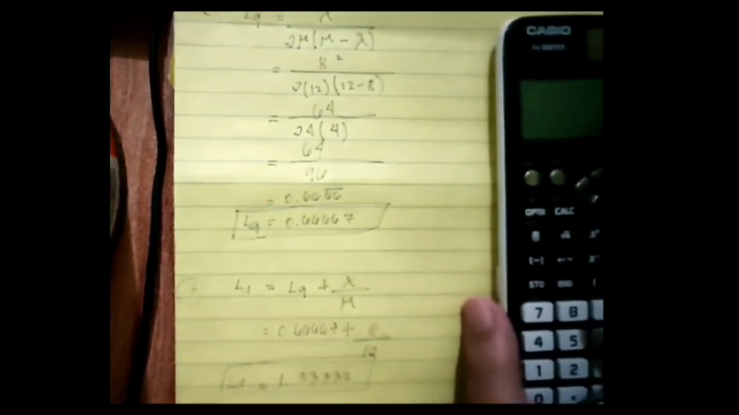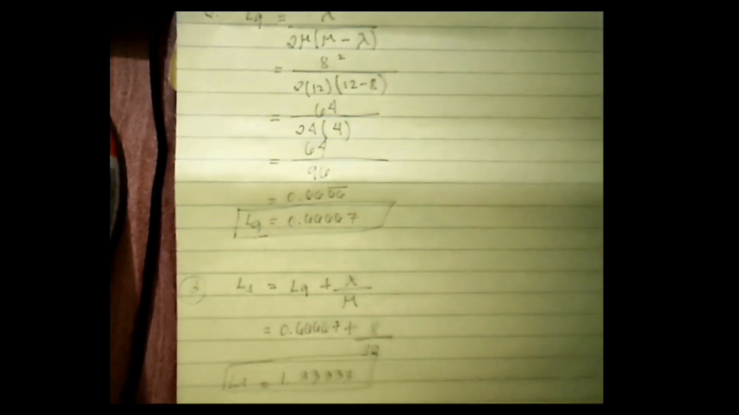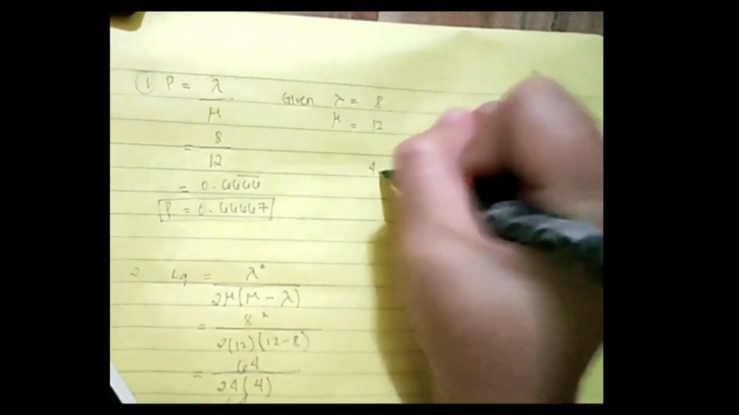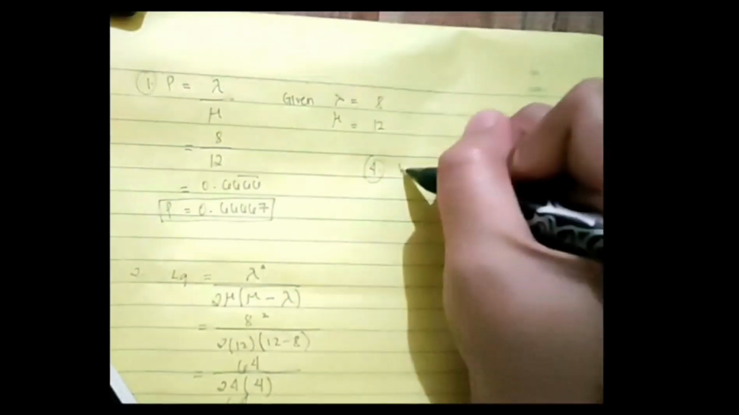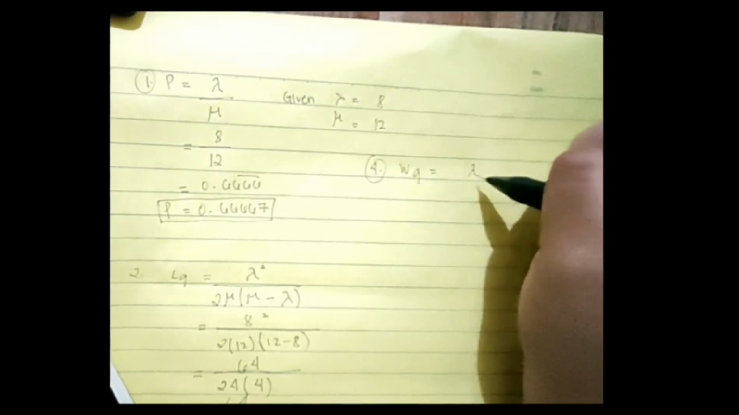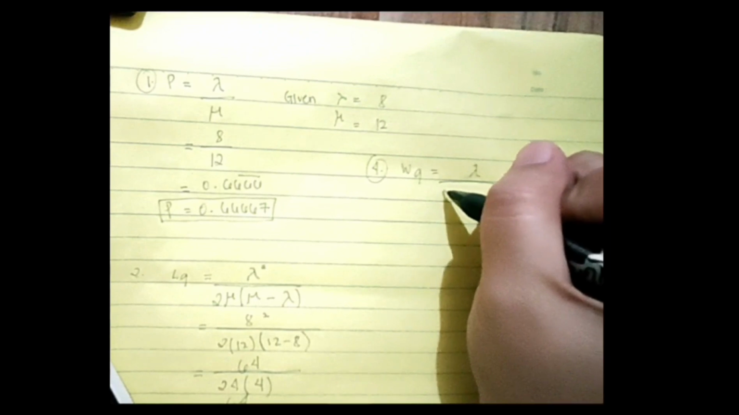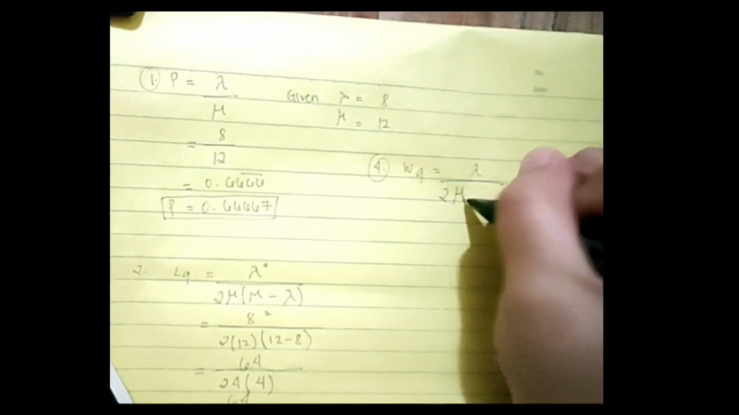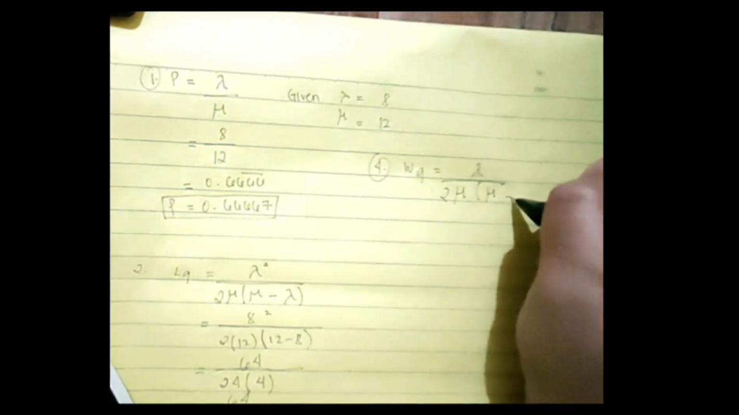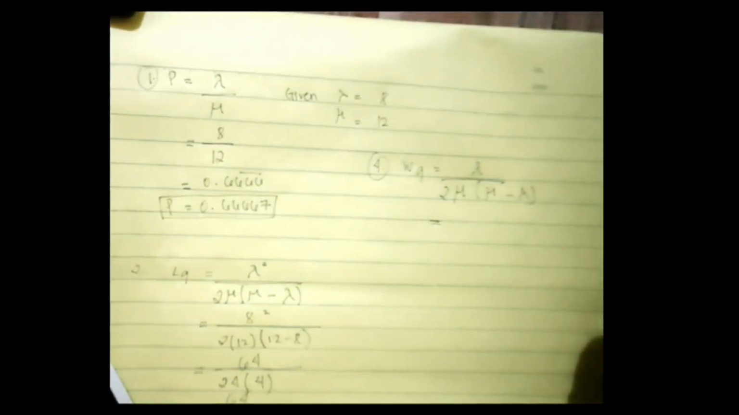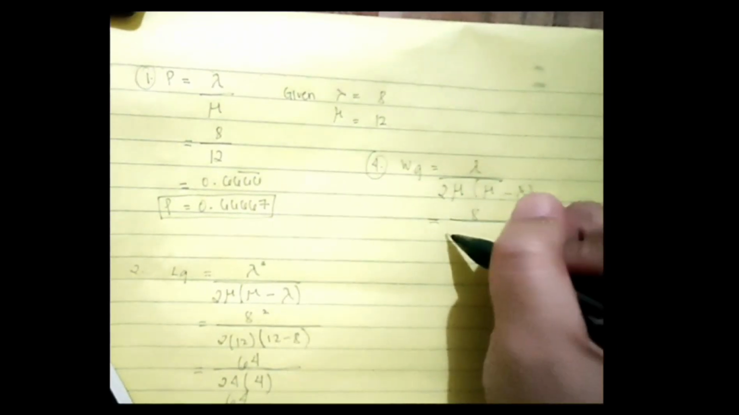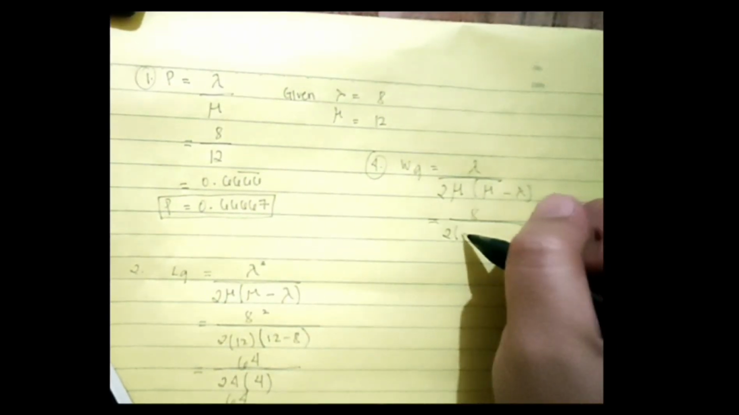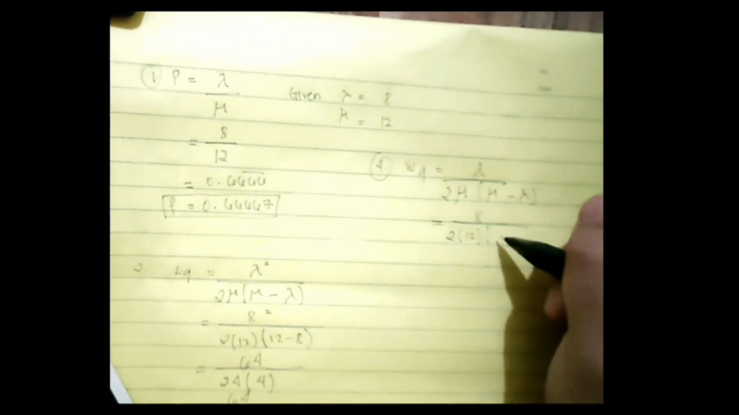So, next is the average waiting time in the queue or WQ. Okay, solve natin siya dito. For number 4, ang formula sa WQ is arrival rate divided by 2 times service rate, open parenthesis, service rate minus arrival rate. So, again, substitute ulit. 8 divided by 2 times 12, open parenthesis, 12 minus 8. So, input natin siya sa calcu.